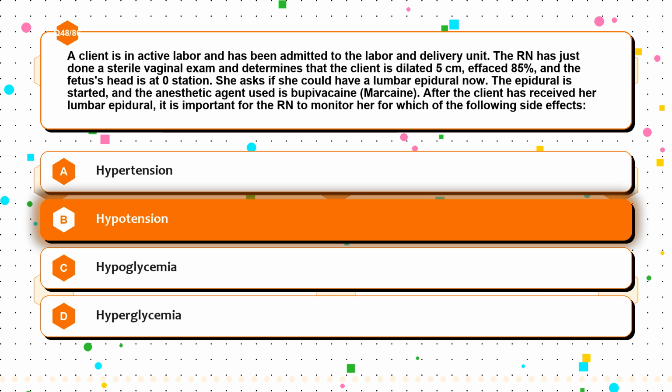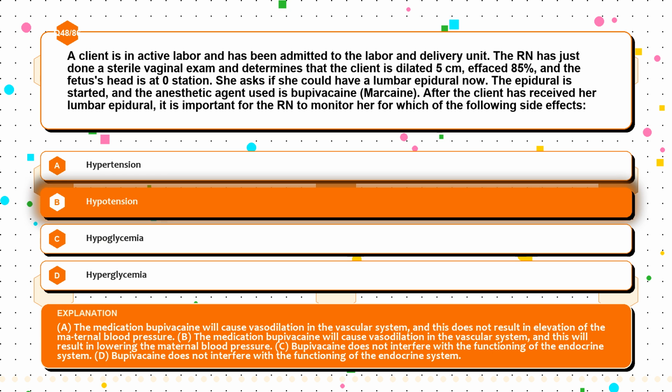Hypotension. A. The medication bupivacaine will cause vasodilation in the vascular system, and this does not result in elevation of the maternal blood pressure. B. The medication bupivacaine will cause vasodilation in the vascular system, and this will result in lowering the maternal blood pressure. C. Bupivacaine does not interfere with the functioning of the endocrine system. D. Bupivacaine does not interfere with the functioning of the endocrine system.